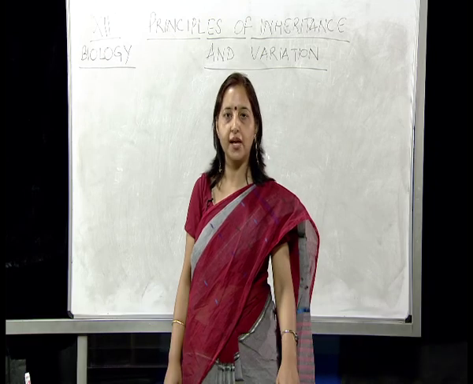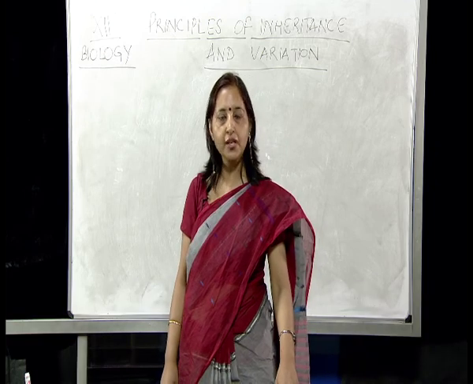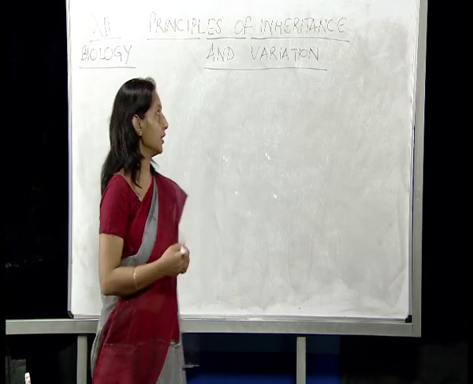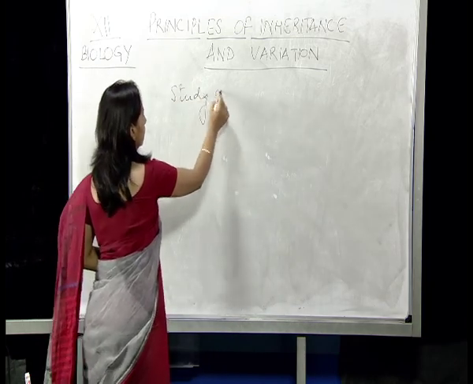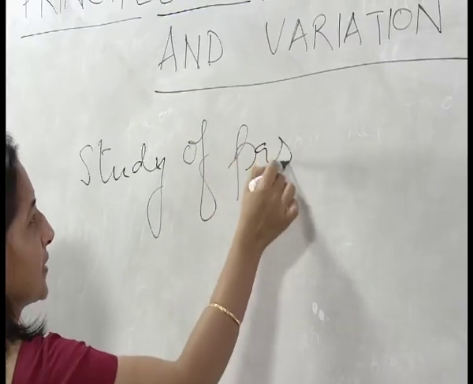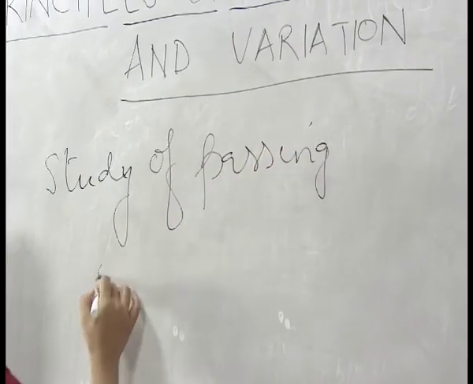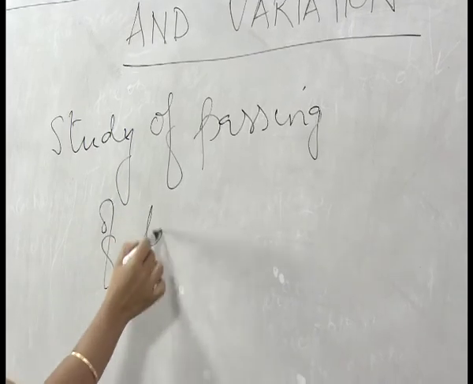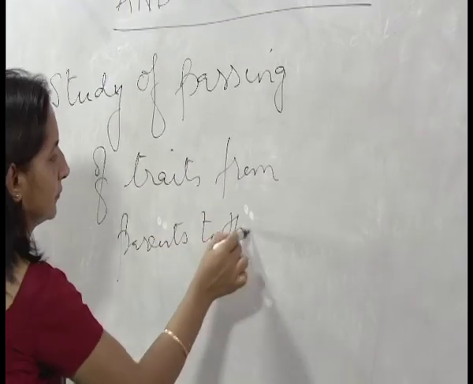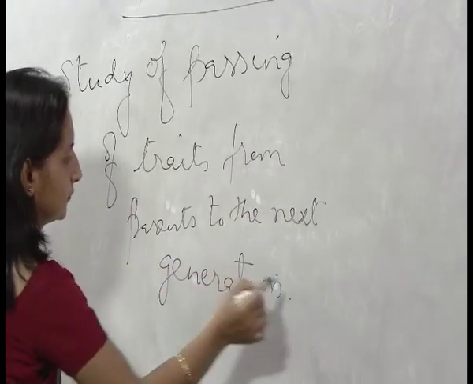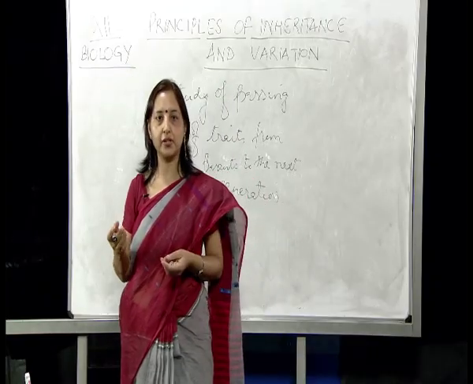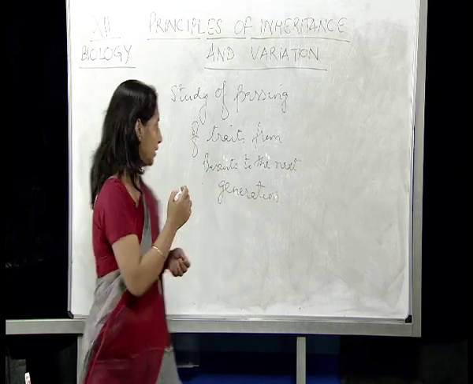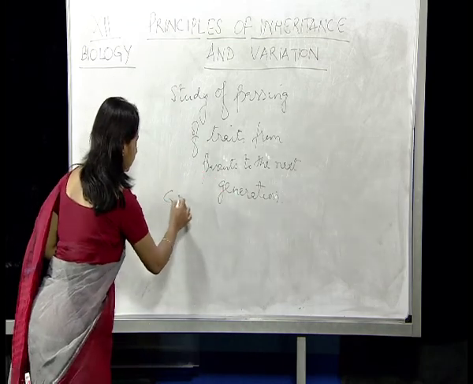I am going to teach you about the principles of inheritance and variation today. What is inheritance? Inheritance is the study of passing of traits from parents to the next generation. And the branch of biology that deals with the study of inheritance of traits from parents to the next generation is known as genetics.